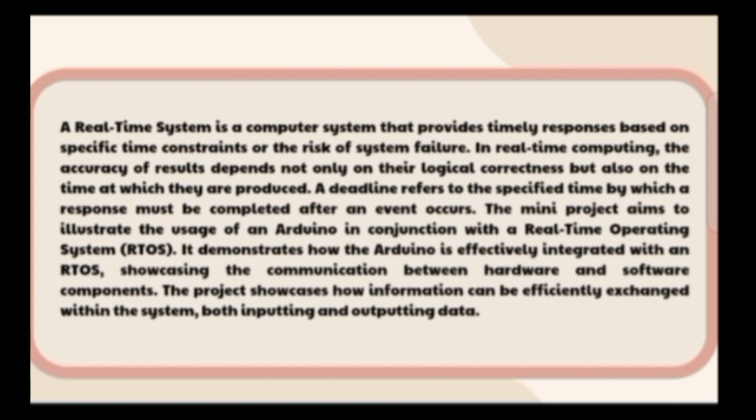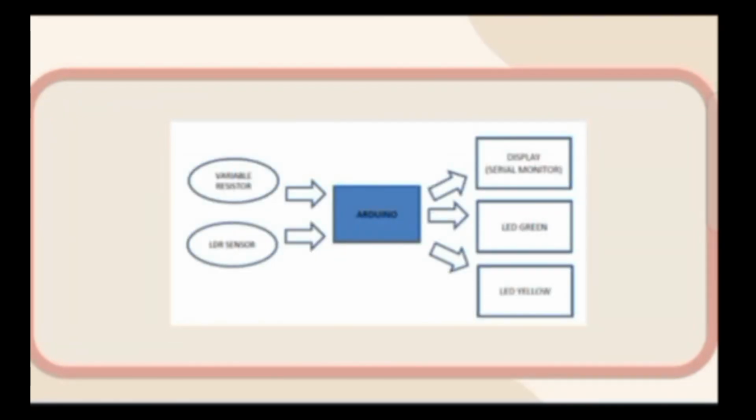The mini project aims to illustrate the usage of an Arduino in conjunction with the real-time operating system. It demonstrates how the Arduino is effectively integrated with the modules, showcasing the communication between hardware and software components. The provided diagram outlines the initial step for developing a real-time application. It involves utilizing a variable resistor and an LDR sensor to control the input voltage that enters the Arduino through the analog input. Based on the voltage level, specific actions are triggered.